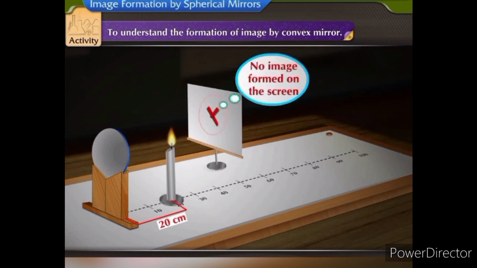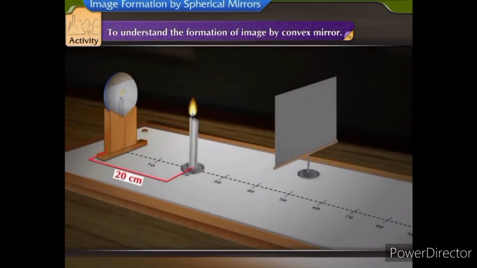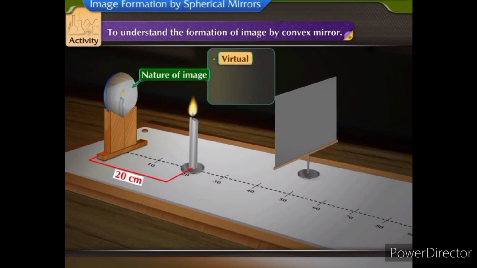You will observe that there is no image of the candle flame formed on the screen. But if you look into the mirror by adjusting your eye, a small image of the candle and its flame is seen. Since you can see the image of the candle and its flame only when you look into the mirror, the image observed is virtual. The image formed has the flame on the same side as that of the candle. Thus, the image is erect.